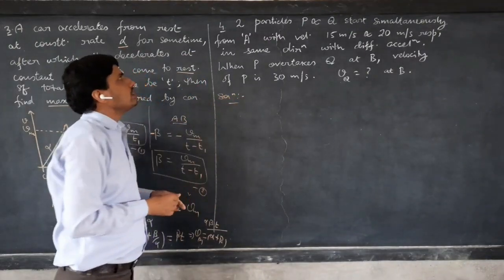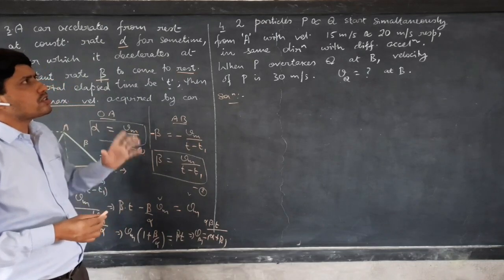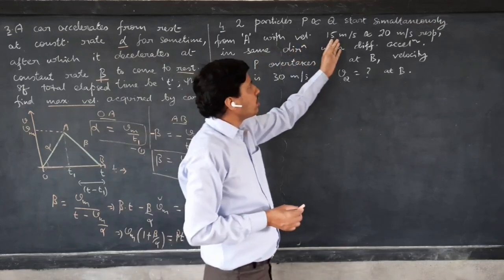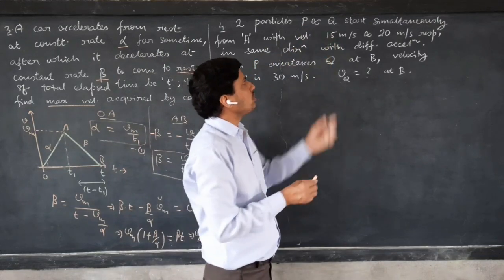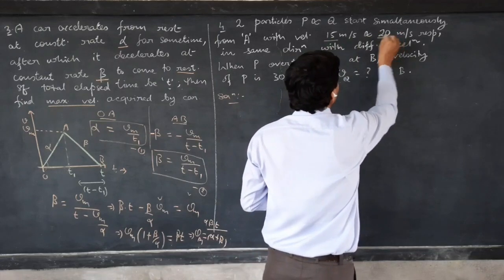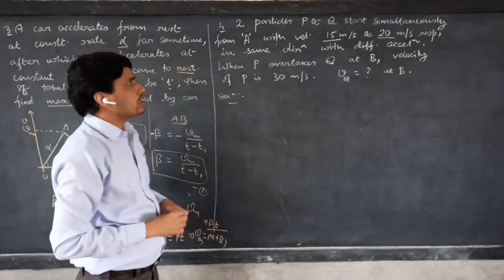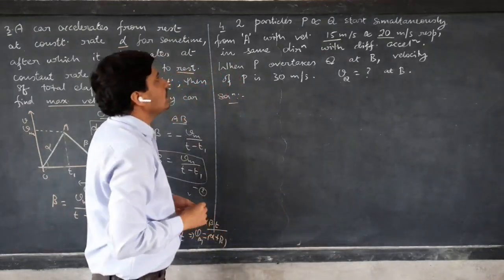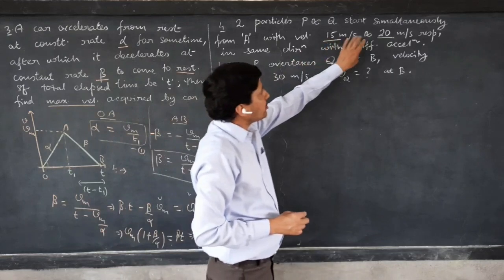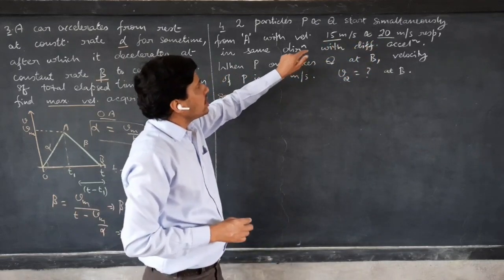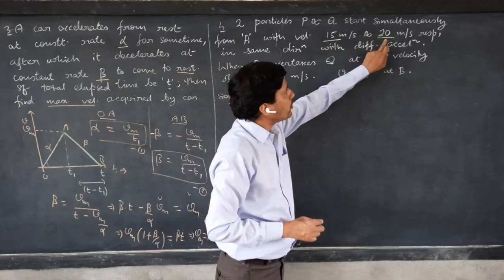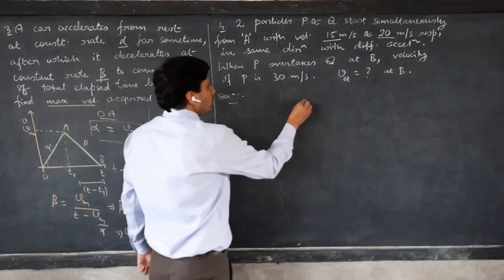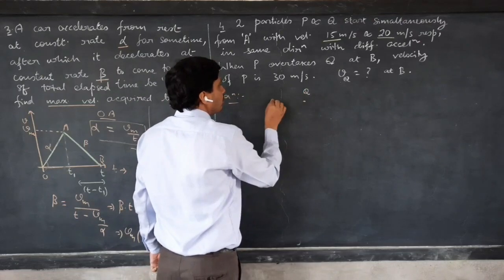Number 4, what it says: there are two particles P and Q. They start together from point A simultaneously, and their speeds are different. For P the speed is 15, for Q the speed is 20 meters per second respectively, in the same direction with different accelerations. If they start with these velocities, it is obvious that the particle Q with velocity 20 meters per second will be ahead. So Q will be ahead initially of P.